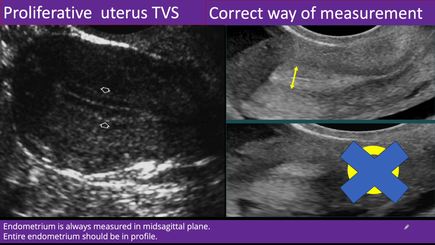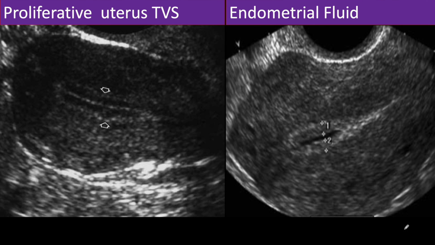Measure the thickest part, including both the anterior and posterior layers. In some cases, you may see fluid separating the anterior and posterior endometrium. In such cases, measure each layer separately and add both measurements to get the total thickness.